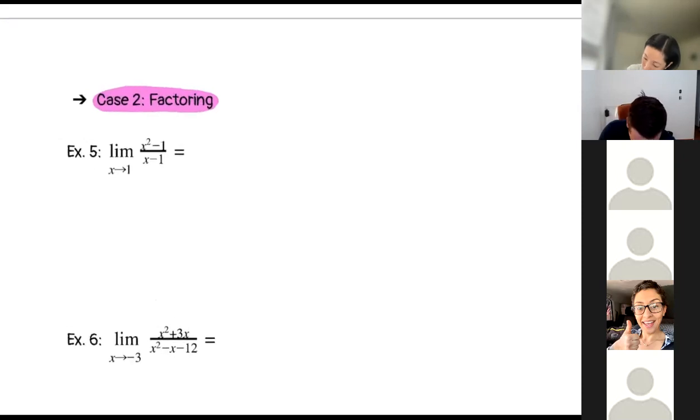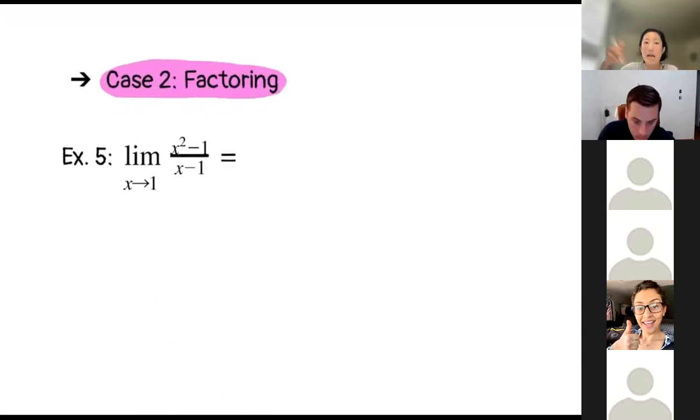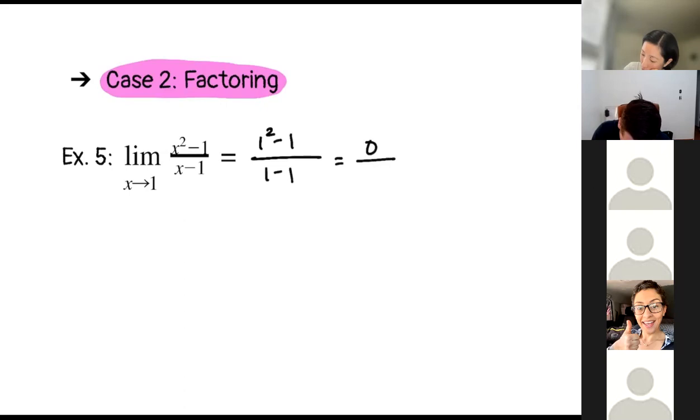So if we did not know that this was in factoring, the first thing we should do is plug in 1, right? We would plug in 1 everywhere we see an x. So if I tried substitution, I would get 1 squared minus 1 over 1 minus 1. Let's see, that gives me 0 on the top over, oh crap, 0 on the bottom. Goodness. What's 0 divided by 0?